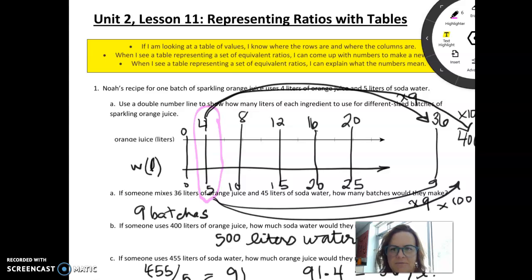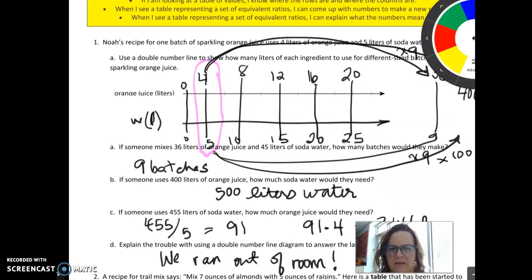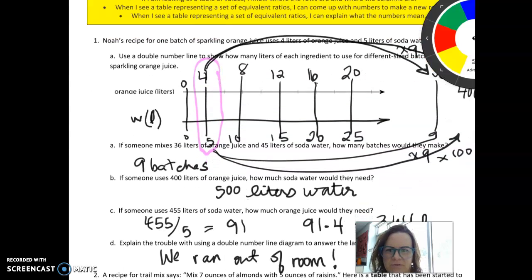In the first one, we're looking at the exact same issue that you looked at in Lesson 10. So we have Noah's recipe for sparkling juice, and we're just asked to complete the double number line, and you can see that I've completed it. Check it to your work. But what I want to talk about is what's happening when we try to answer these questions, A through C: if someone mixes 36 liters of orange juice and 45 liters of water, how many batches would they make?